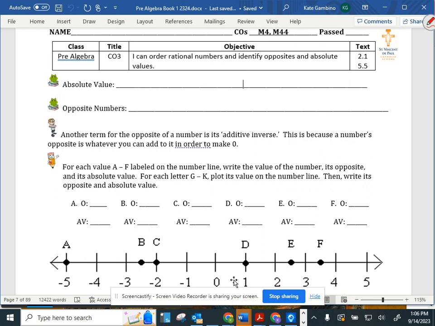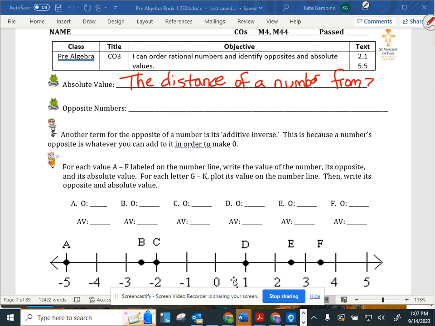So one of the things we are going to be able to identify is an absolute value. The absolute value is the distance of a number from zero. So the distance of that number from zero. So we say that is how far it is from zero.